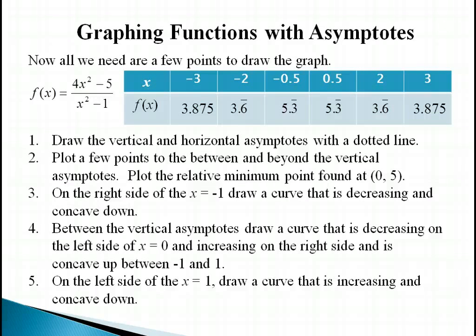So we plotted several points over here, but you also want to plot the point that we found, which is a minimum point at (0, 5). On the right side of negative 1, you're going to draw a curve that's decreasing and concave down. Between the vertical asymptotes, you're going to draw a curve that's decreasing on the left side of 0 and increasing on the right side of 0 and is concave up. On the left side of x equals 1, you're going to draw a curve that is increasing and concave down. When you get done, come back and check your work.